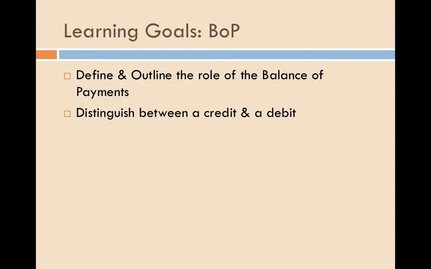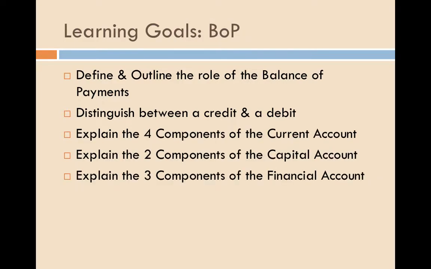Next, you need to know the difference between a credit and a debit. This is an important distinction, and it's very simple. Next, there are three major subcomponents of the balance of payments. The balance of payments is broken down into the current, the capital, and the financial account. IB wants you to know all of the subcategories or components of each of these different parts of the balance of payments. So you need to know those different subcategories and their components.